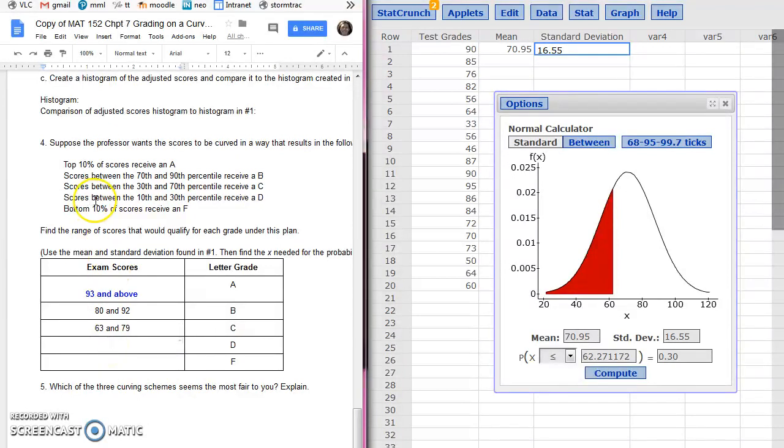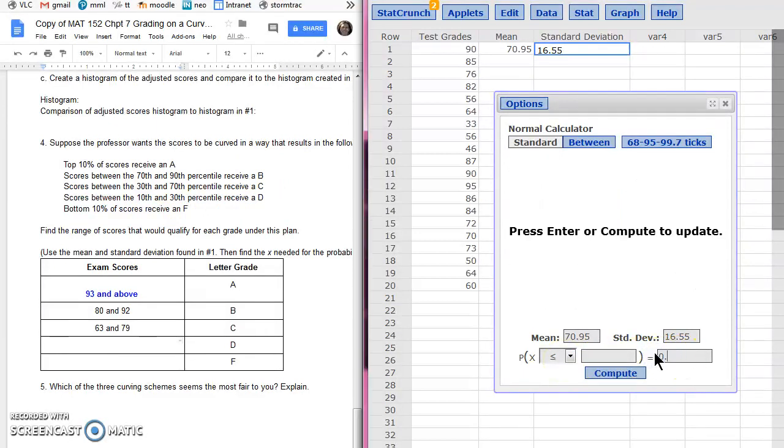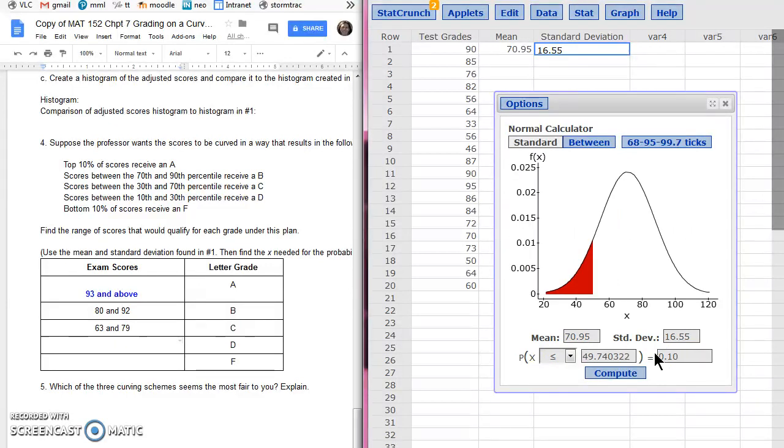For a D, scores between the 10th and the 30th percentile receive a D. Less than or equal to, because we are talking about percentiles, and we're going to put 0.10. So anything from a 50 to a 62. An F is going to be your bottom 10%. So really, it's anything that's below 49.